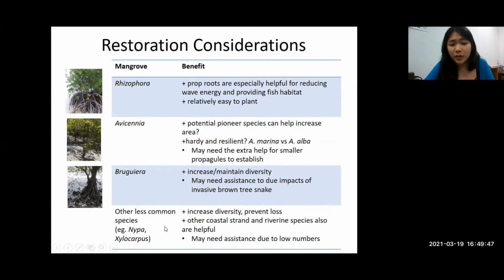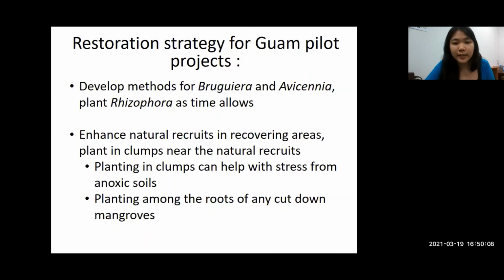And there are lots of other less common species. Xylocarpus I haven't even mentioned at all. The Nipa palm, those also can help provide diversity, and we want to make sure they continue to exist. They also exist in lower numbers. So there are different trade-offs for considering what to plant.